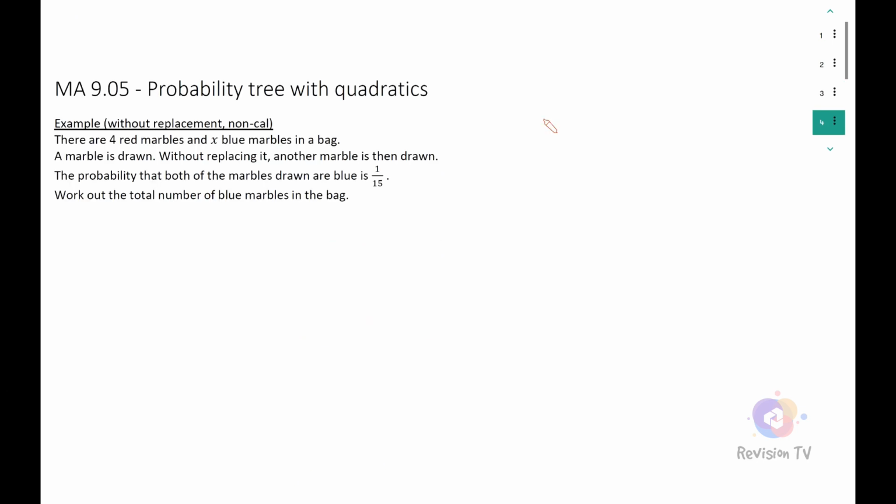This time, another example, but without replacement.